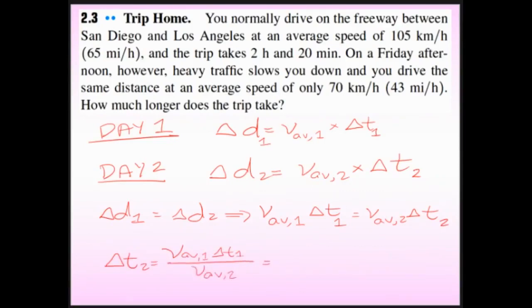Okay, do we have numbers here? Do we have three numbers? Yes, we do. I have the original speed, I have the original time, and I have the new speed. But do I need to do some unit conversion? Yeah, here. 2 hours and 20 minutes. I need to convert all of it to hours. How much is 20 minutes out of an hour? 1/3. So that means V average 1 is 105 times 2.3333.